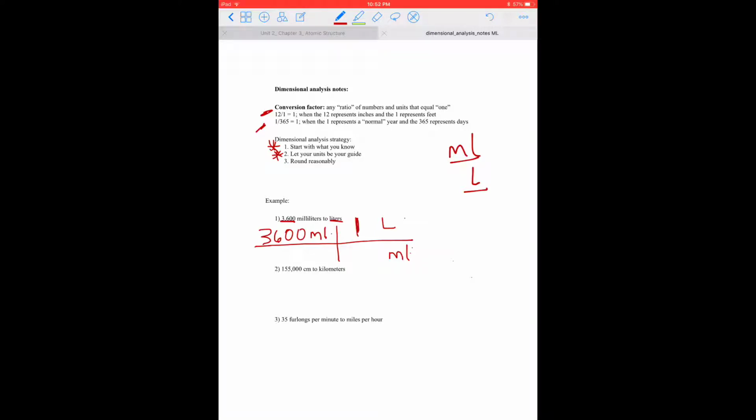And then we have to ask ourselves another question. How many milliliters is in 1 liter? And we know that answer to be 1,000. So we've got 1,000 milliliters in 1 liter. Now we're just going to multiply across and divide now. So 3,600 times 1 divided by 1,000 gives us 3.6 liters.